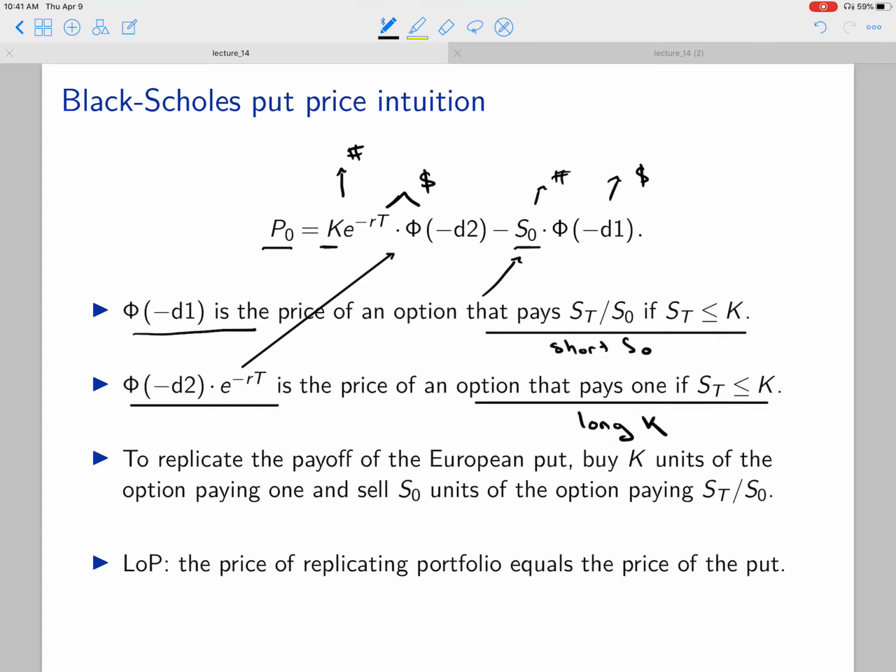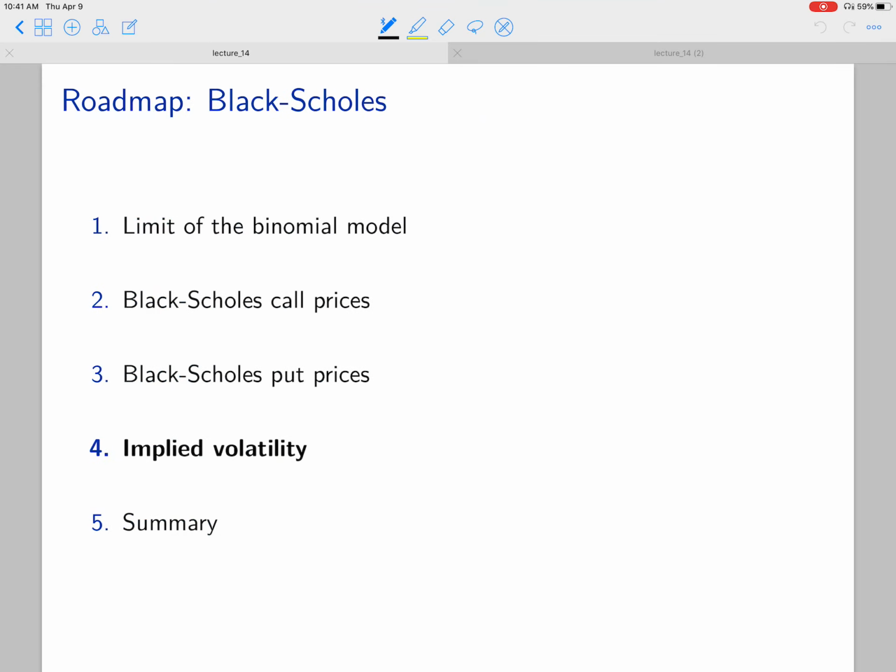all comes back together. So that wraps up this third part of lecture 14. We'll take a quick break and we'll conclude the lecture by talking about implied volatility in the next video.